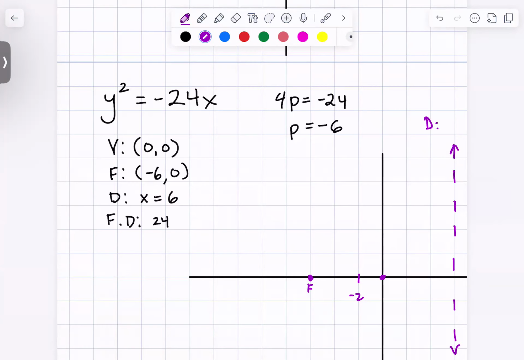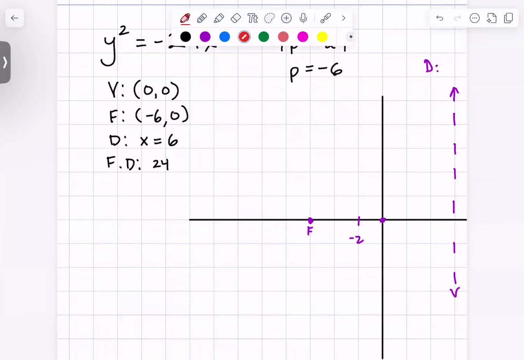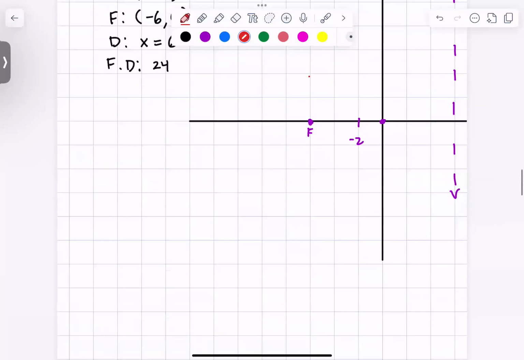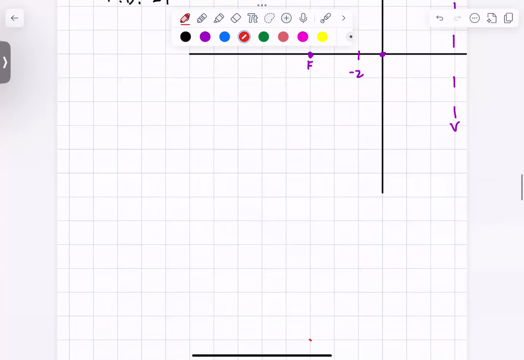Okay. And then from my focus, in order to draw my parabola, I'm going to go 24 units up and 24 units down, which is represented by 12 units, right? And it's going to go off the page fast. So I'm just going to draw this one correctly. 4, 5, 6, 7. To be there, and then the other one, you guys understand the picture.